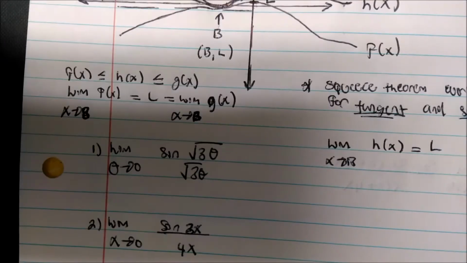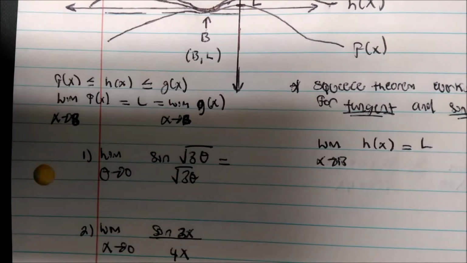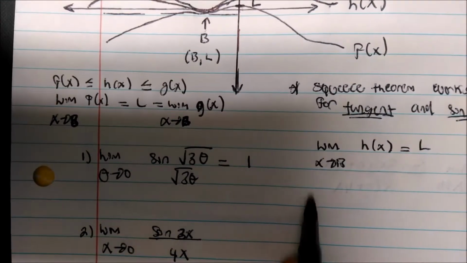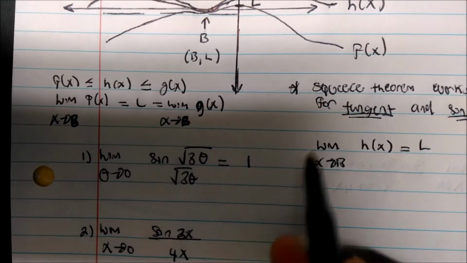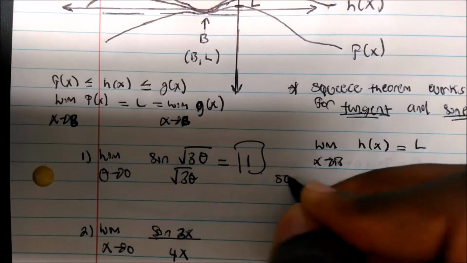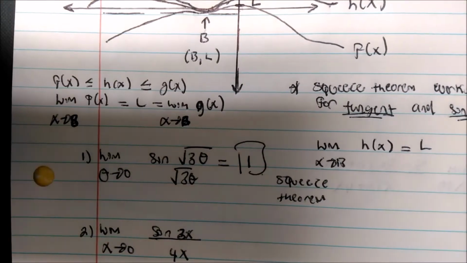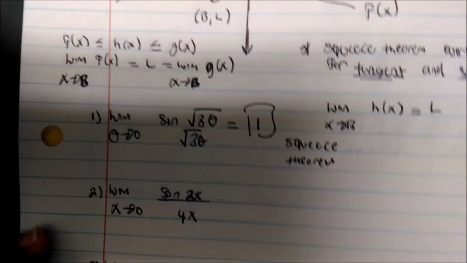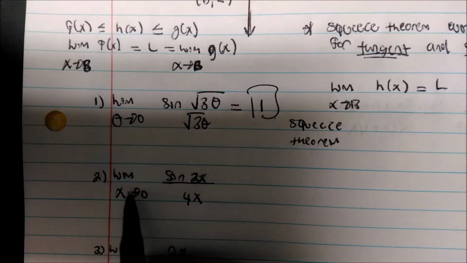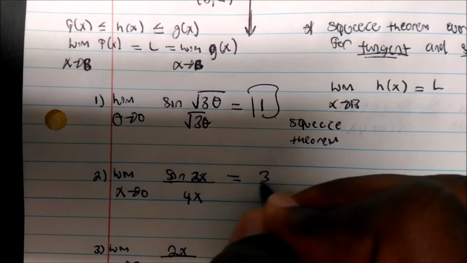Now, let's get to a couple of trig functions that we're going to find the answer to. The limit as theta approaches 0 of sine of this function is going to be equal to 1. These and these cancel, right? And this 1 is going to be squeezed. There's a pattern here, guys, so I hope you see the pattern that's coming up. The limit as x approaches 0, this function is 3/4.